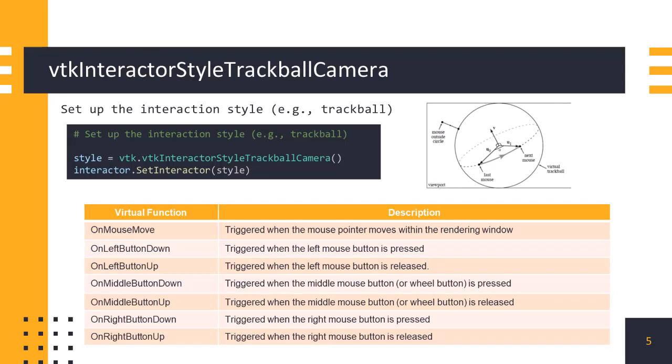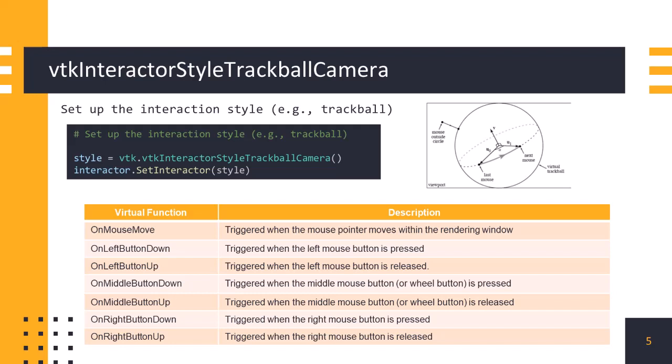VTK Interactor Style Trackball Camera is a class that provides a trackball style interaction for manipulating the camera in a 3D scene. This interaction style allows users to rotate, zoom, and pan the camera using mouse movements. Now, to associate an interactor style with the render window interactor, we use the function setInteractor and pass the interactor style object. Users can rotate the camera around the scene by clicking and dragging the mouse. Scrolling the mouse wheel zooms the camera in or out, adjusting the field of view. Holding down the middle button and dragging the mouse pans the camera horizontally and vertically.